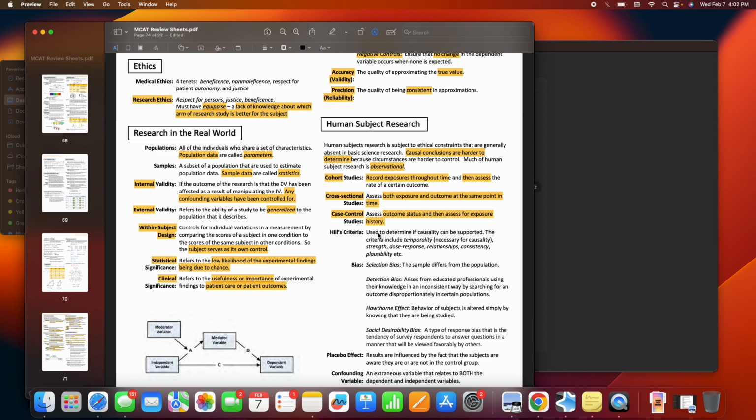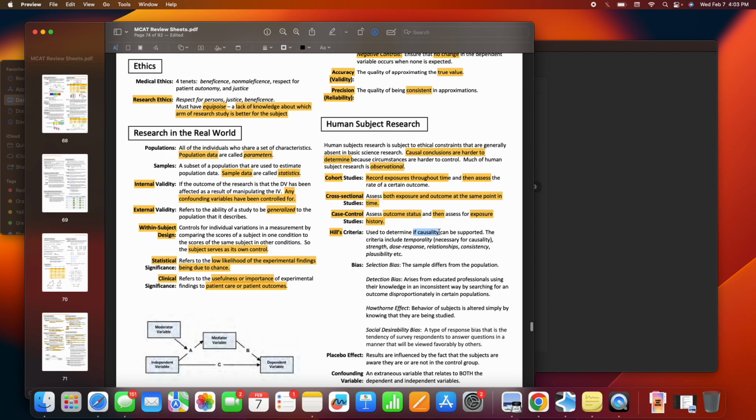Hill's criteria are used to determine if causality can be supported.